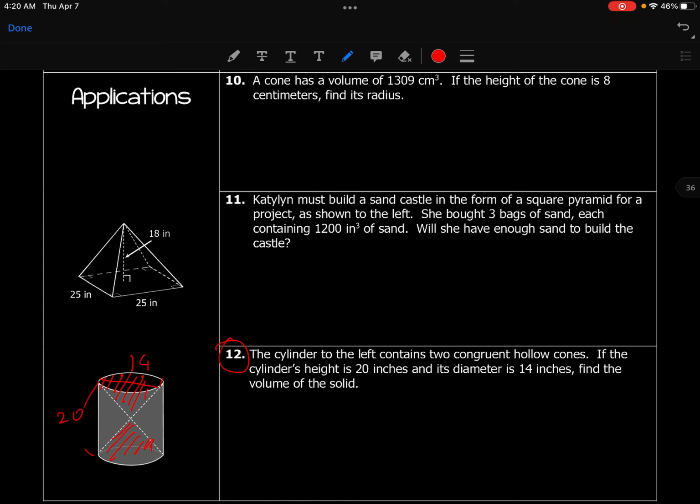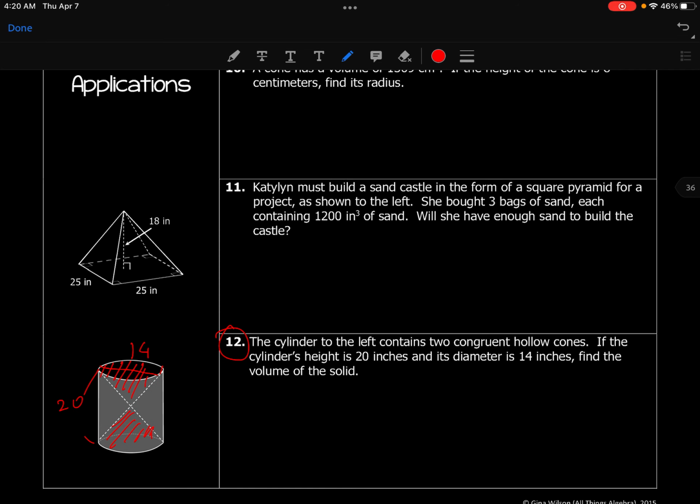I will give you a hint. Number 1, the volume of the solid is the entire volume, which would be a cylinder. So you would have to do volume is equal to base times height. And you subtract the volume of the cones. But there's 2 of them. So it's volume of the cylinder minus 2 times the volume of a cone.